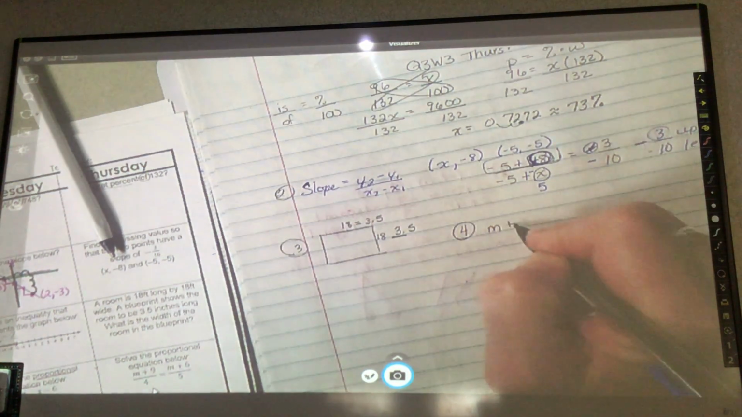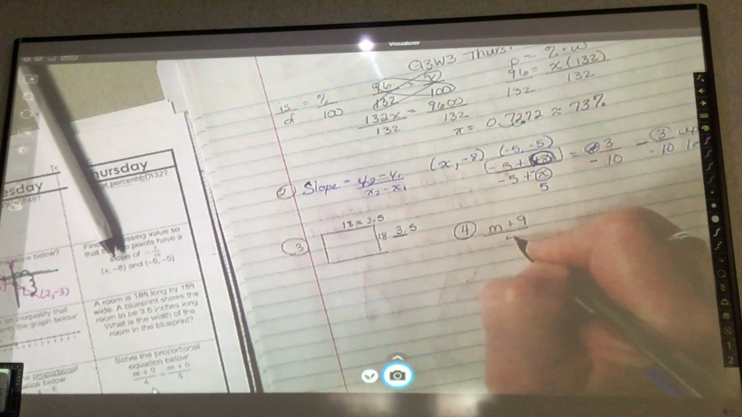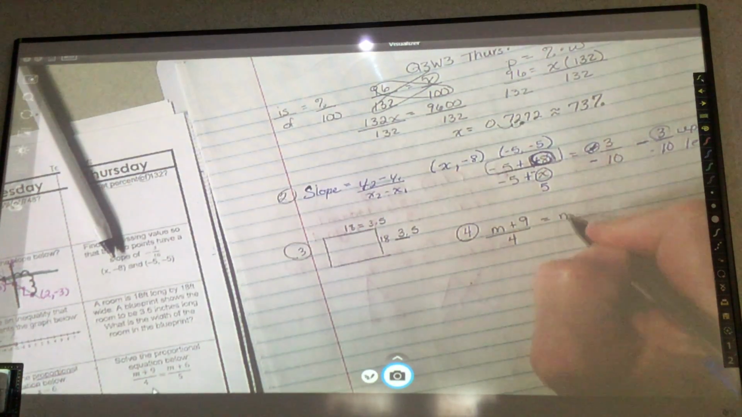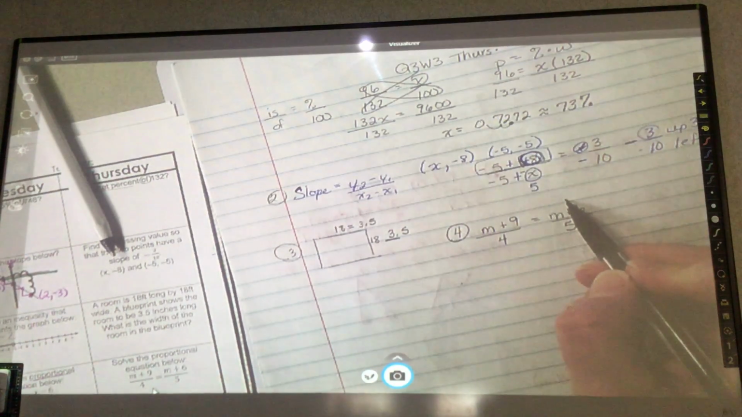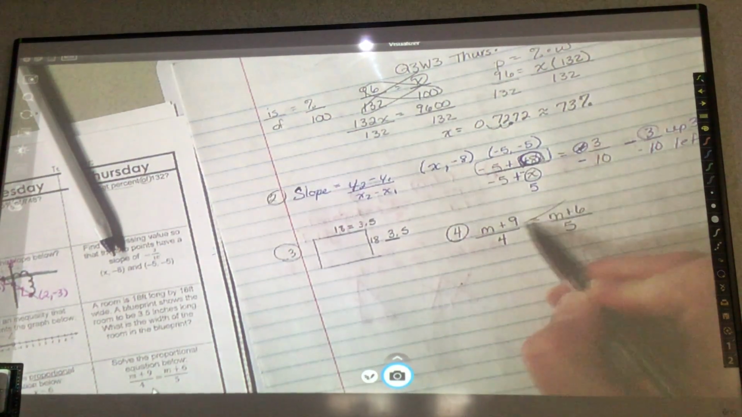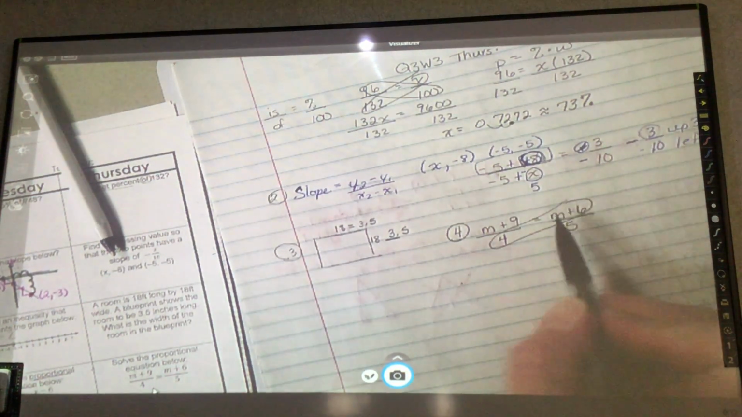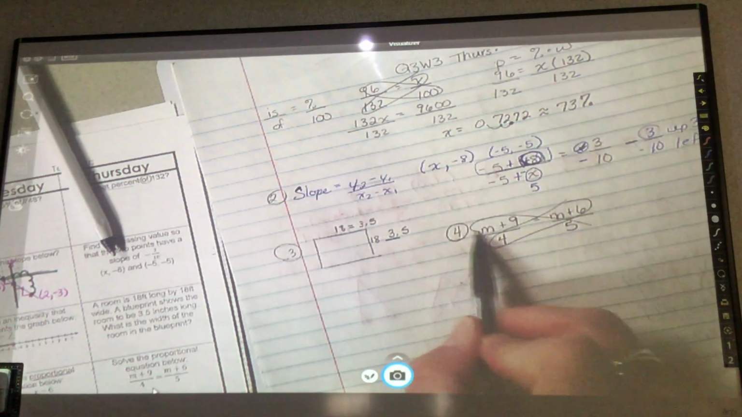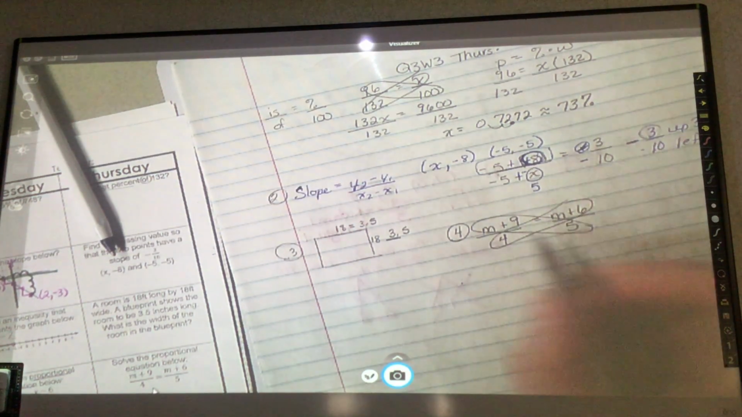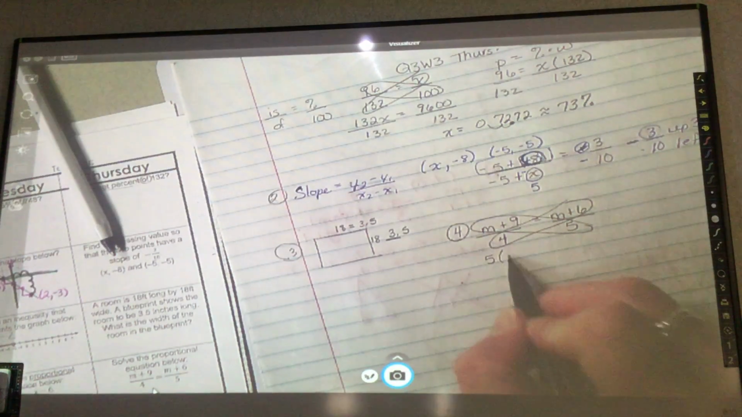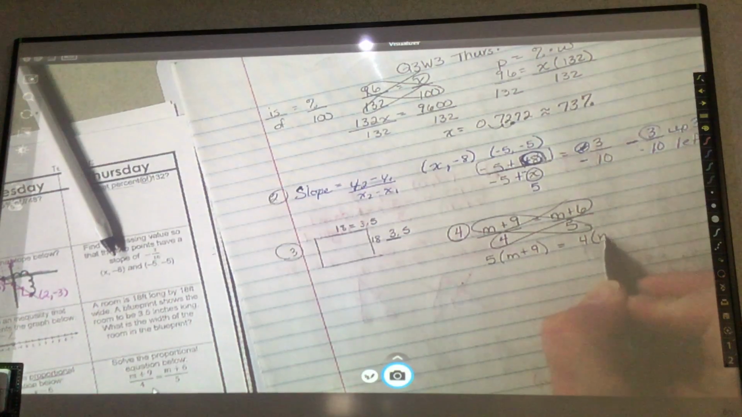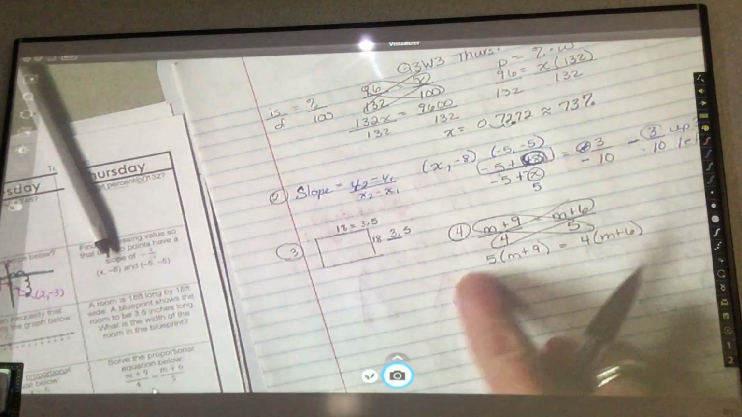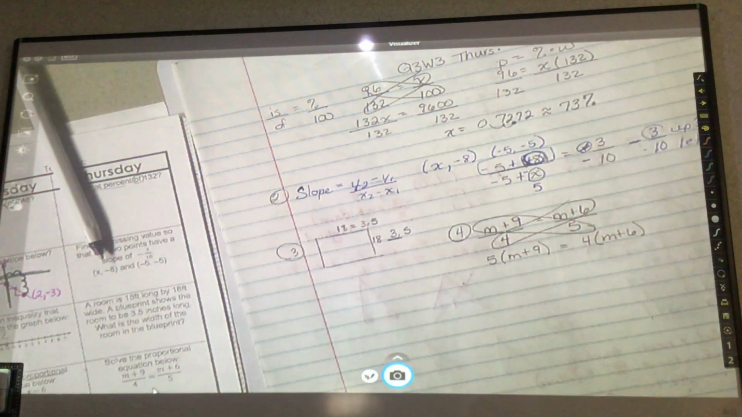4, solving the proportional equation. I want everybody to stand on this one. Everybody stand up. What are we solving here? Cross product. So I have 5 times m plus 9 equals 4 times m plus 6. I could have switched it around. Stay standing if you wrote this. Sit down if you didn't.